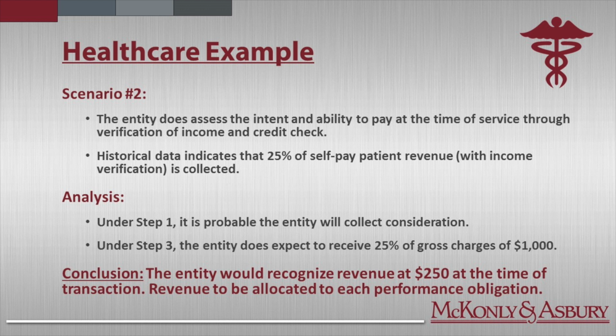So in this scenario, you would recognize revenue of $250 at the time of the transaction, and then the revenue would then further have to be allocated to each performance obligation. So I did not get into that piece in this example, but certainly there could be a lot of things to think about. And even slight changes in these scenarios can change the timing of when you recognize revenue or if you even recognize any revenue at all. So self-pay patients and self-pay portions of payments was a really big focus on the healthcare side and one they tackled first.